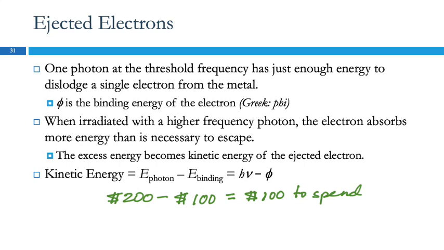Does that make sense? So the electron needs a certain amount. It's called the binding energy. That's like the price of admission to Disneyland. If you get that much, the electron can leave. If you get more, the electron still leaves, but now it has extra, right? It's got some extra energy, and that's going to be its kinetic energy. If it doesn't get enough to leave, it can't go anywhere, and nothing happens.